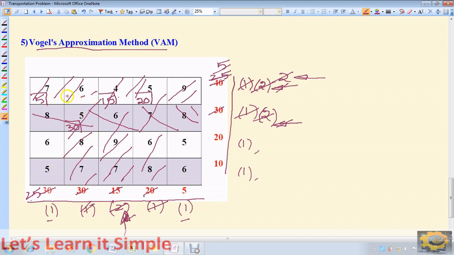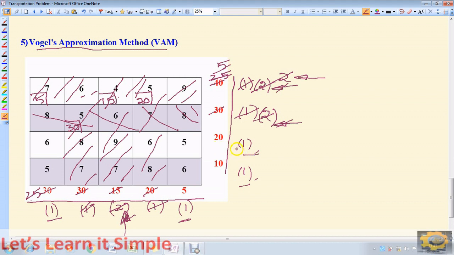Now first row vanished, second row vanished. Now third row we have 5 and 6 with the difference as 1. Fourth row 5 and 6 with the difference as 1 again. Now in the column wise we have 5 and 6, again same. And if you look at the second column, third column, fourth column already vanished. So we have 5 and 6. So which means we have 1 again, 1, 1, 1. There are 4 ones.